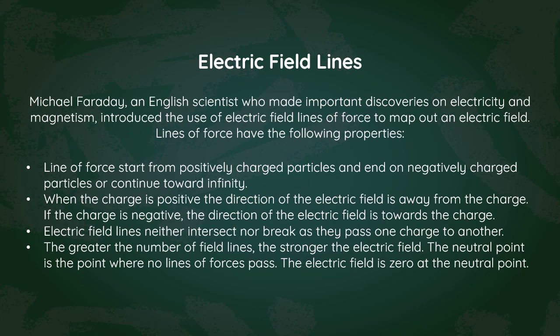Electric field lines neither intersect nor break as they pass from one charge to another. And the greater the number of field lines, the stronger the electric field. When we draw electric field lines and want to represent a strong electric field, then we have more electric field lines. The neutral point is the point where no lines of force pass. The electric field is zero at the neutral point.